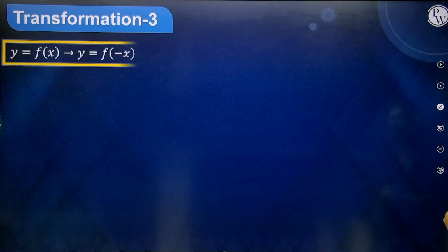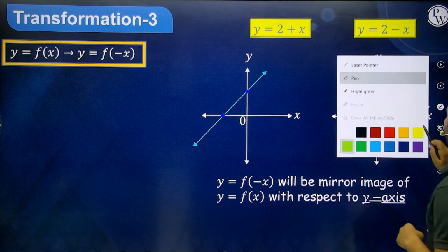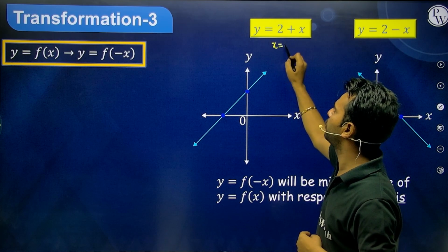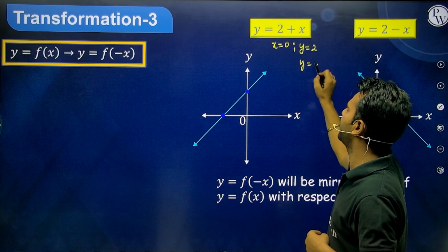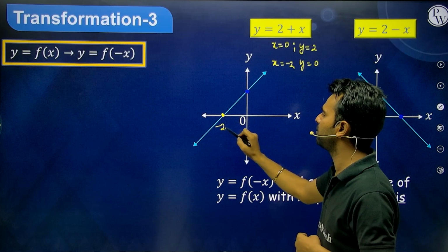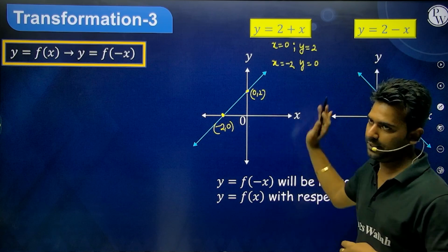Take the mirror image along the y-axis. Let me show you this in a better way. Let's say you know this graph y equal to 2 plus x. I hope you can simply draw it. Putting x equal to 0, you get y equal to 2. Putting y equal to 0, you get x equal to minus 2. So these are the 2 points from which the graph will be passing, minus 2, 0 and 0, 2. So definitely you can draw this straight line.